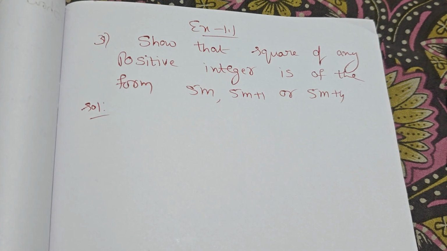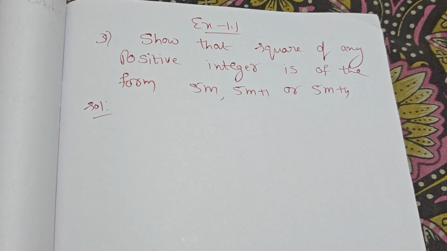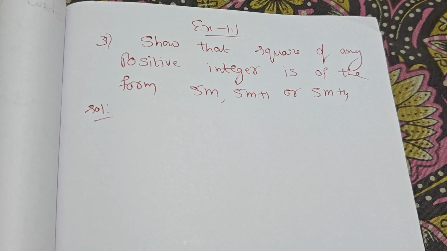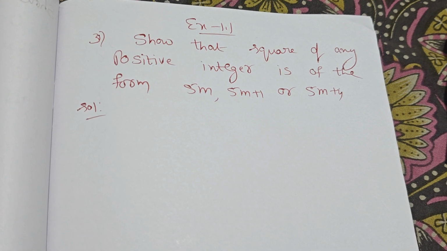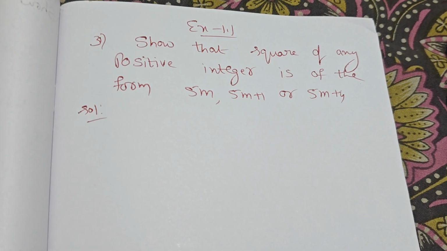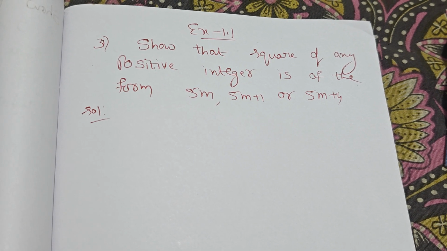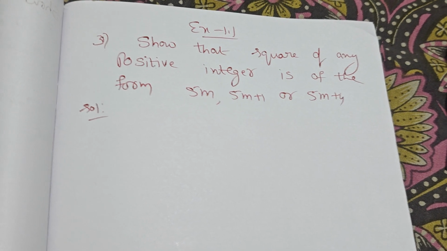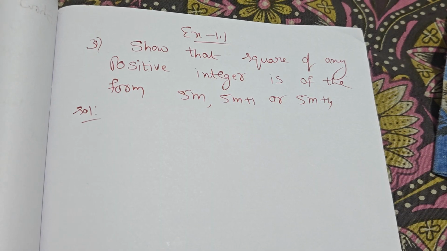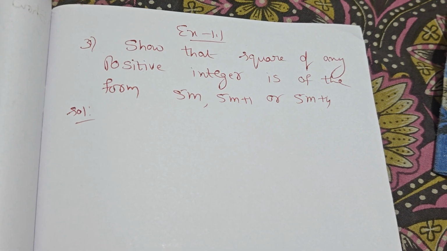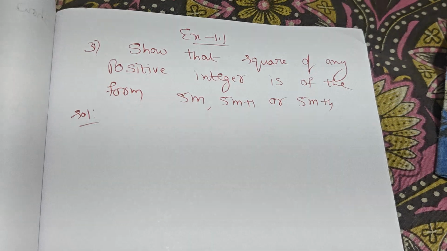Hello children, today we are going to learn exercise 1.1, third sum. Show that the square of any positive integer is of the form 5m, 5m plus 1 or 5m plus 4. It is not in the textbook, but this type of sum is present. So, whenever I say this sum, you try that sum. Okay children? Show that the square of any positive integer is of the form 5m, 5m plus 1 or 5m plus 4.